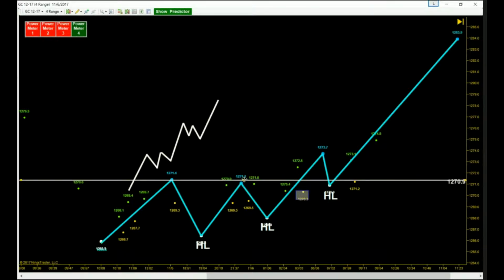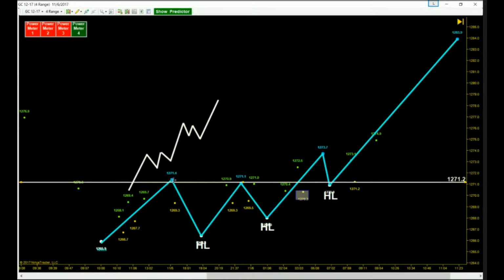But when they're really close to each other like that, I usually like to see them take out the swing to the left. And then this identifies both those swings.